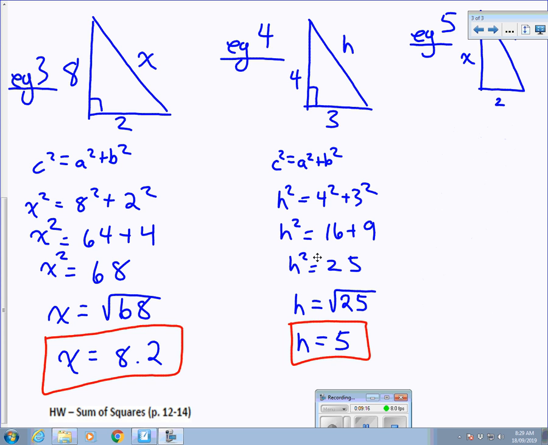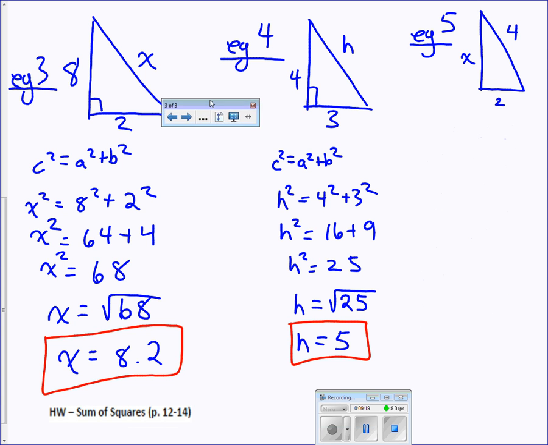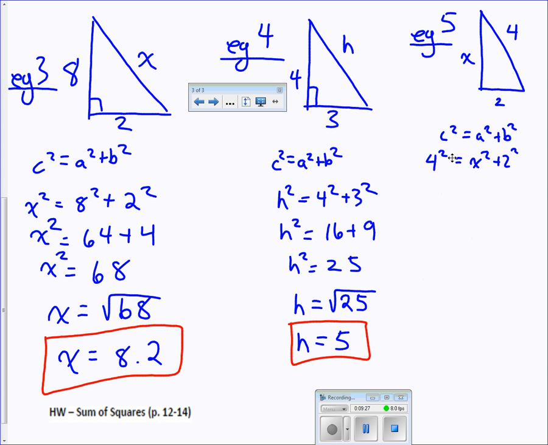Our next set deals with example 5, which has one of the legs we're trying to solve. So we start with c squared equals a squared plus b squared, and then we can substitute everything we need in here. So we get 4 is our c, x is our a, and 2 squared is our b. Now in order to get x squared by itself, we should simplify 4 squared and 2 squared.